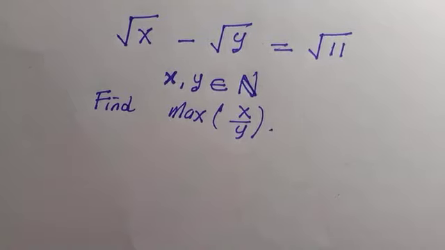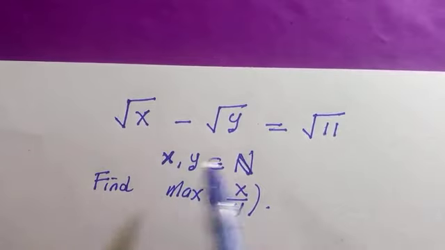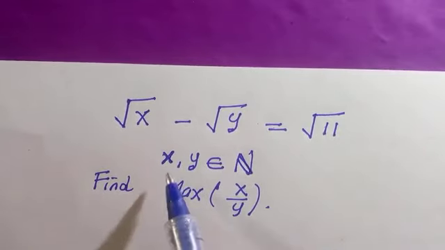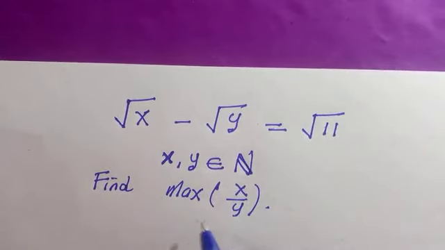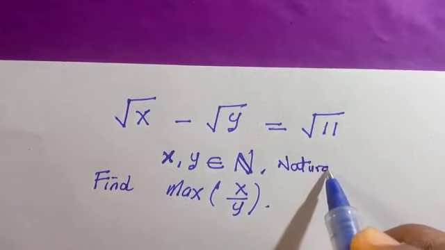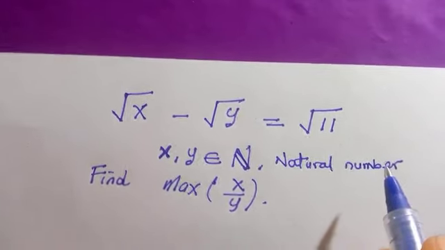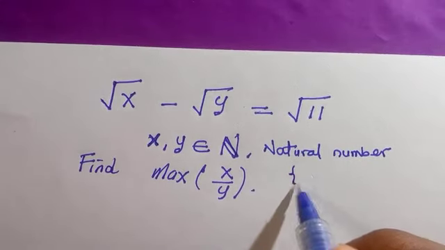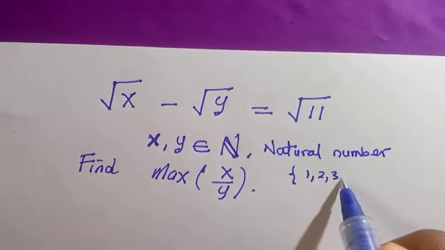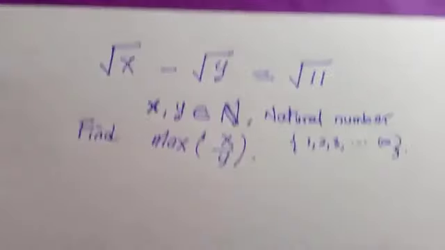Welcome to another video. We want to find the maximum of x divided by y in the problem of root x minus root y equals root 11, where x, y are both members of the natural numbers, and the natural numbers are 1, 2, 3 to positive infinity.